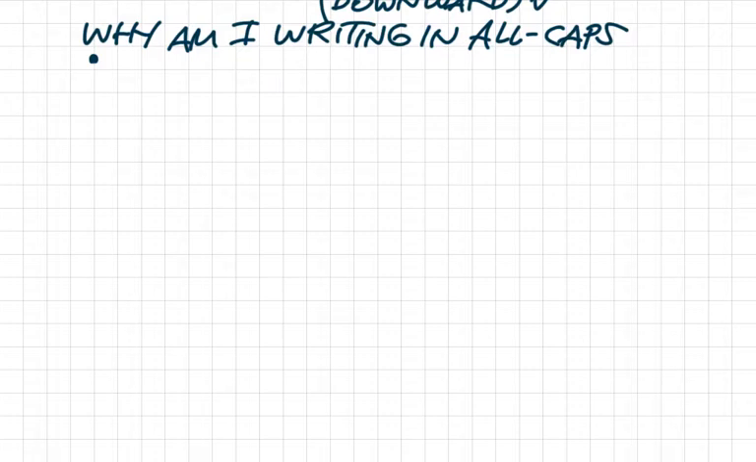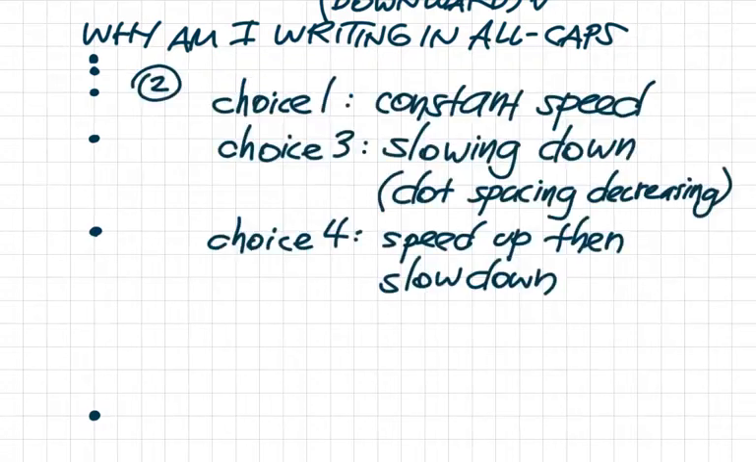1 second later, it's still going somewhat slowly, but then 1 second later after that, faster and faster. The distance per unit time is increasing, it's getting faster. And so the dot spacing is going to grow and grow and grow because the d over t is getting bigger, the speed is getting faster. So in terms of the spacing, it's going to be choice 2.